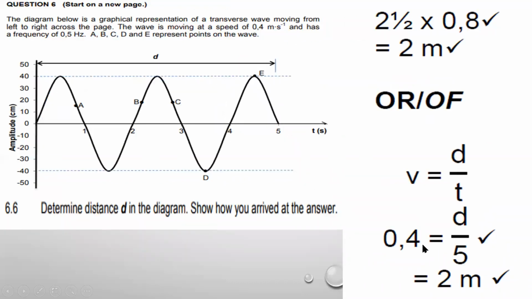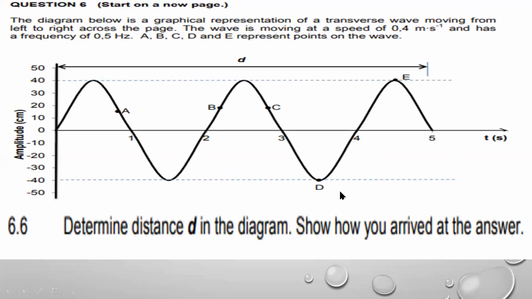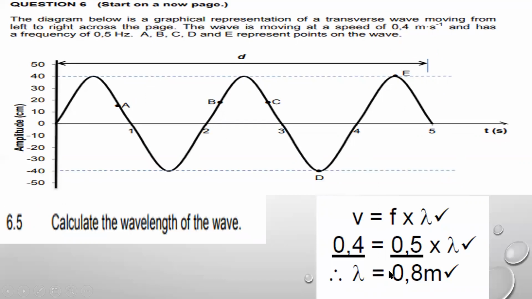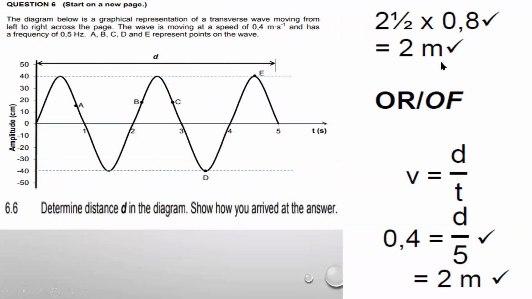So 2.5 times 0.8, because our wavelength is 0.8. We calculated it here. Wavelength is 0.8. So 2.5 times 0.8 gives 2 meters. The distance is 2 meters. I think it's okay.